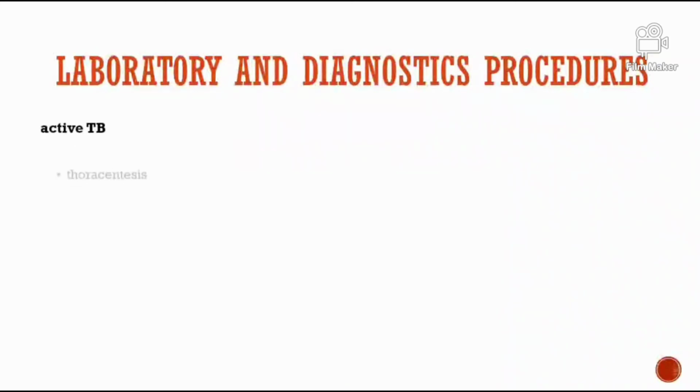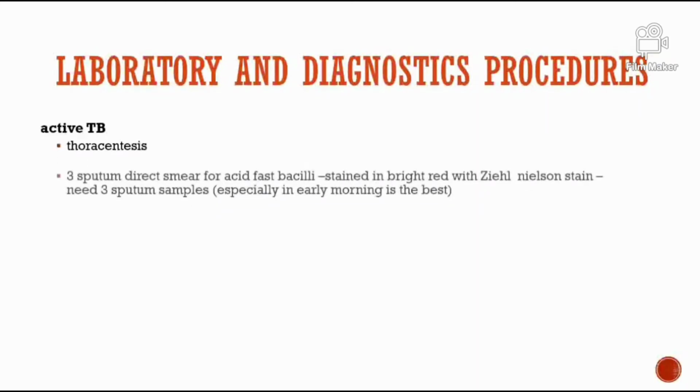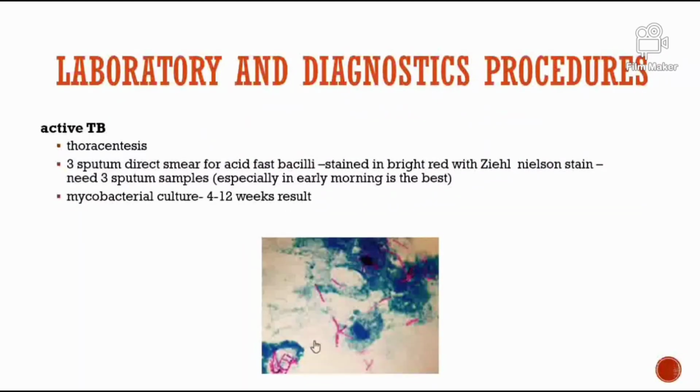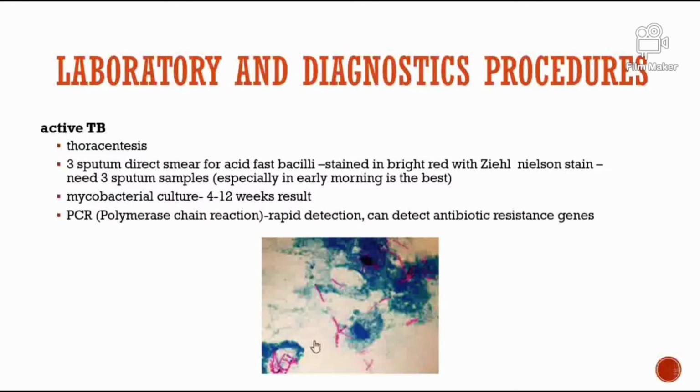Next is inactive TB diagnostics, which includes thoracentesis and 3 sputum direct smears for acid-fast bacilli, or AFB, stained bright red with Ziehl-Neelsen stain. 3 sputum samples are needed, and early morning is best. Then the mycobacterial culture will give results in 4 to 12 weeks. And lastly is the PCR, or polymerase chain reaction. It is a rapid detection and can detect antibiotic-resistant genes.